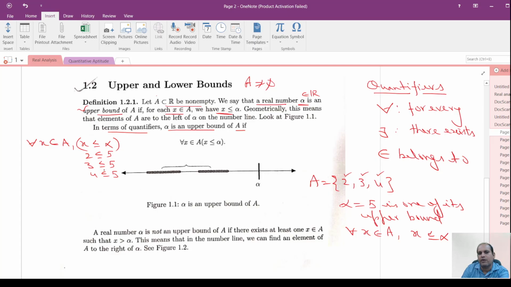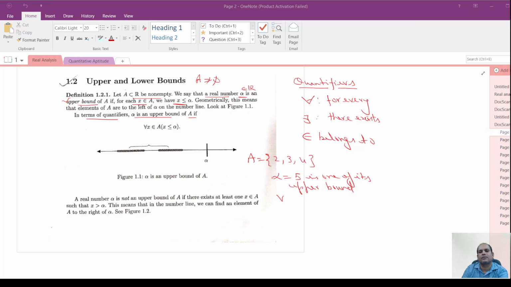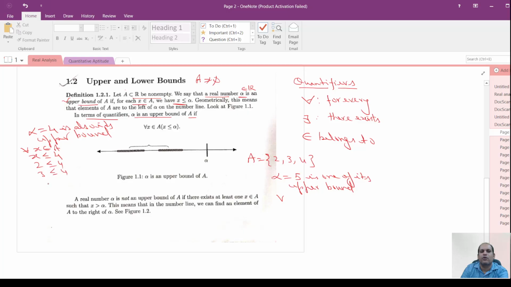If there exists at least one upper bound, then we say that the set is bounded above. Alpha equal to 4 is also one of its upper bounds, because for every x belonging to A, x is less than or equal to 4: 2 is less than or equal to 4, 3 is less than or equal to 4, 4 is less than or equal to 4.